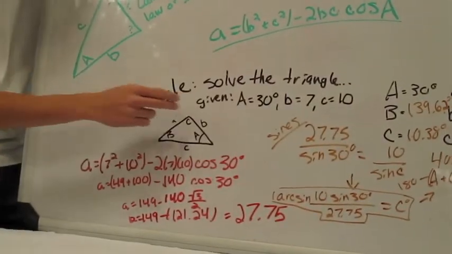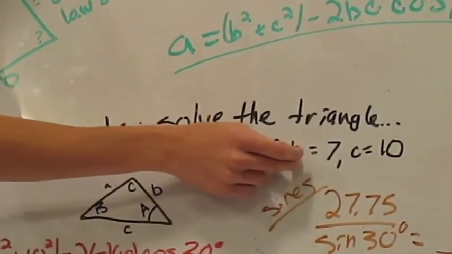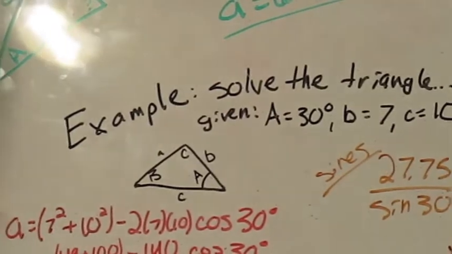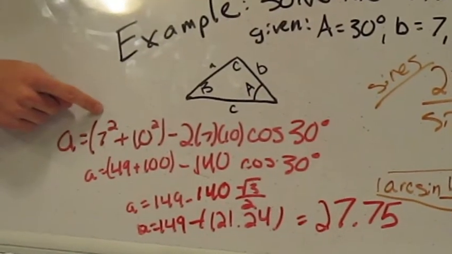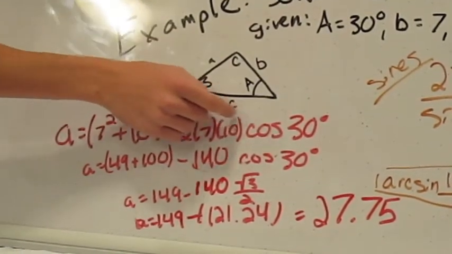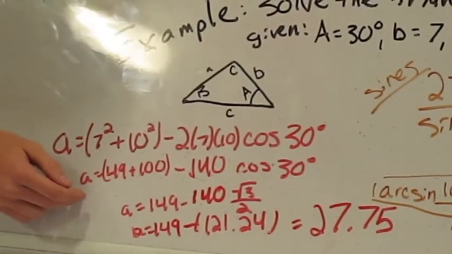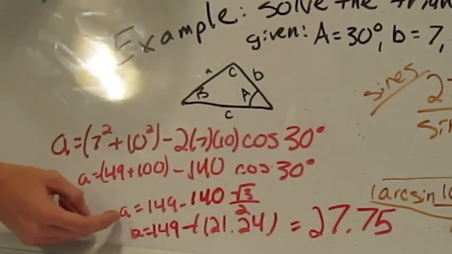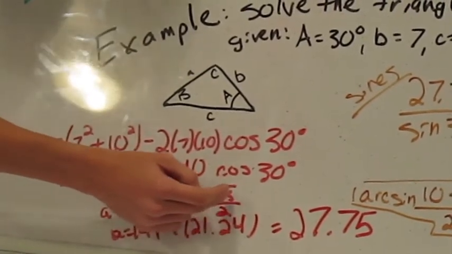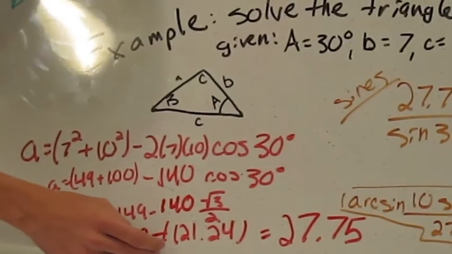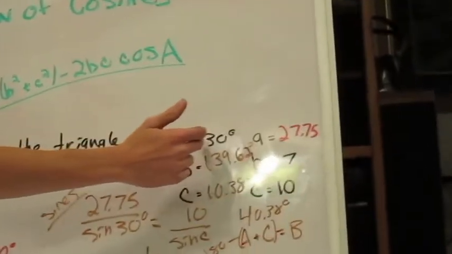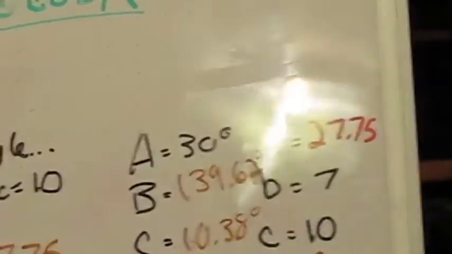From here, let's do an example to show you how this all works out. So, solve the following hypothetical triangle, given that angle A equals 30 degrees, side b is 7, and c is 10. So, we get our basic triangle set up, and we plug all these numbers into our formula. a squared equals 7 squared plus 10 squared minus 2 times 7 times 10 cosine of 30 degrees. We can simplify that down to 49 plus 100 minus 140 cosine of 30 degrees, or 149 minus 140 root 3 over 2, which equals 149 minus 121.24, and this equals 27.75. So with angle A equals 30 degrees, side a equals 27.75.